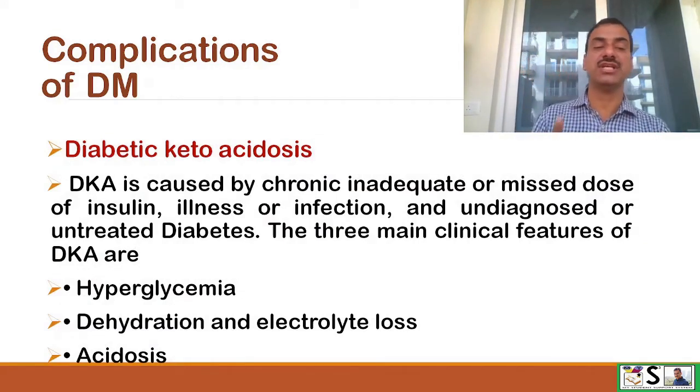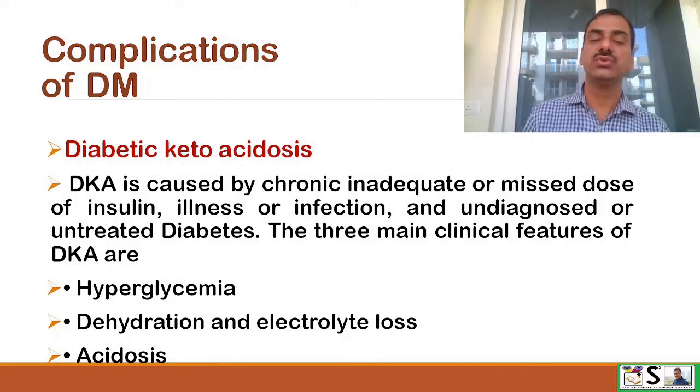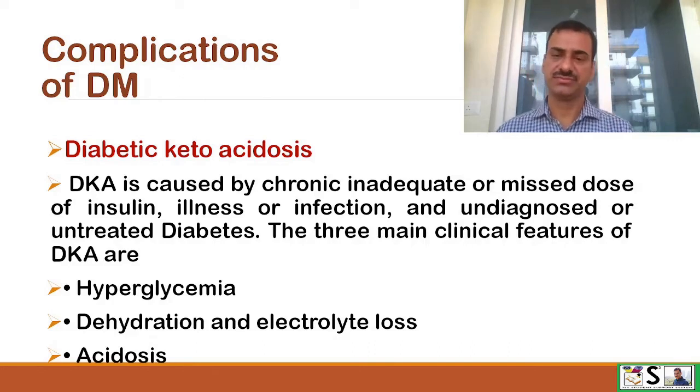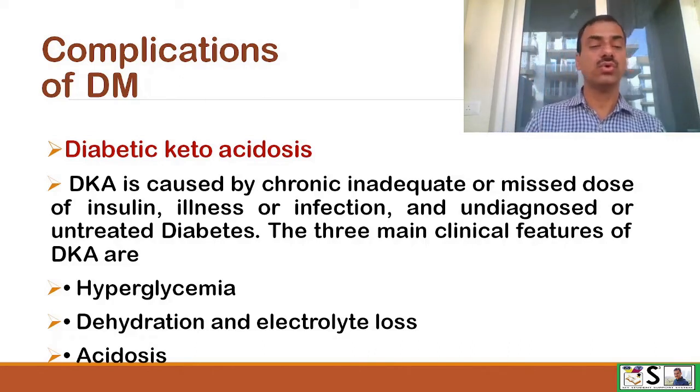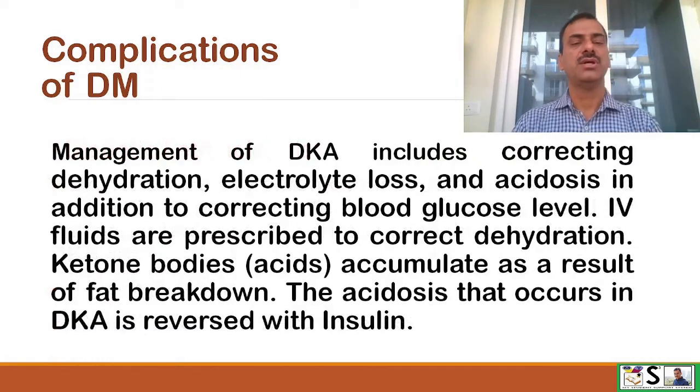Next complication is DKA, diabetic ketoacidosis. Diabetic ketoacidosis is caused by chronic inadequate or missed dose of insulin, chronic illness or infection, and or an undiagnosed or untreated diabetes. There are three main clinical features of DKA: hyperglycemia, dehydration and electrolyte loss, and acidosis. Management of DKA includes correcting dehydration, electrolyte loss, and acidosis.